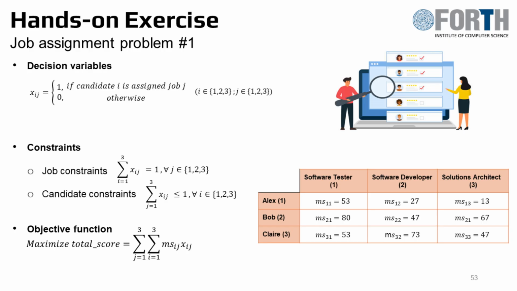Finally, the objective is to maximize the total matching score. For each possible assignment, we multiply the score MS_ij by the decision variable x_ij. Then we sum over all candidates and jobs. The solver will choose the assignment pattern that maximizes this total score. At this point, the formulation is complete. Your task in the notebook will be to translate this structure into Gurobi code.